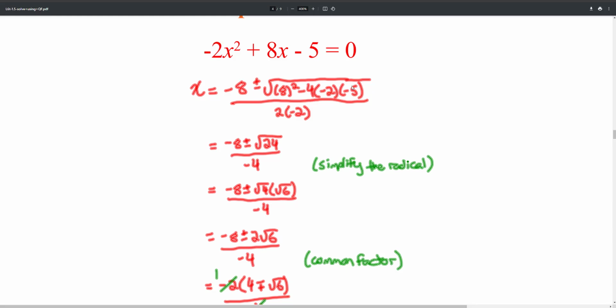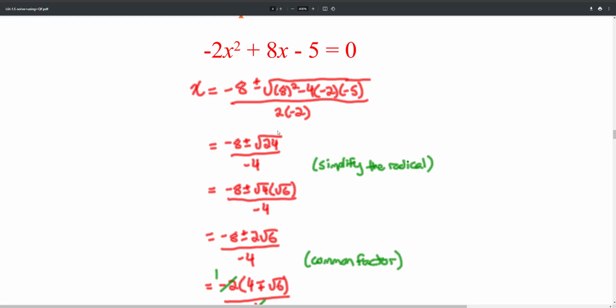If I multiply 4 times 2 times 5, 4 times 5 is 20, 20 times 2 is, what's 40 times 2? 40? Yeah, 40. Excuse me. And then 8 squared is 64. So 64 minus 40 is 24.